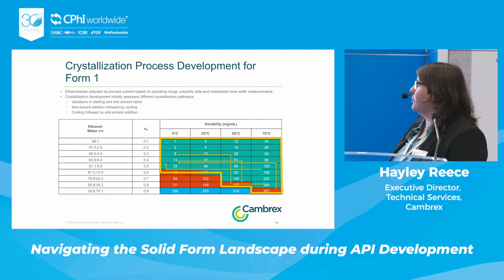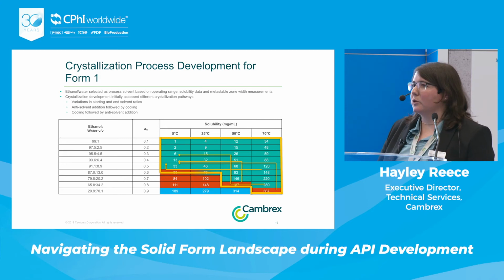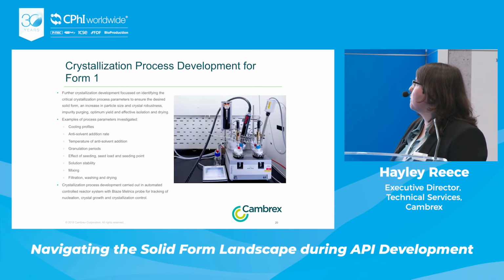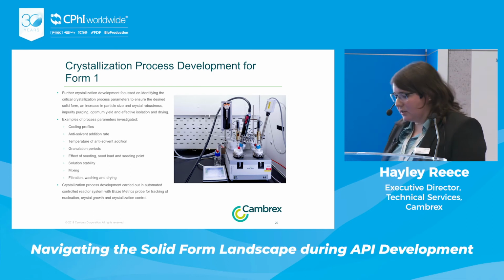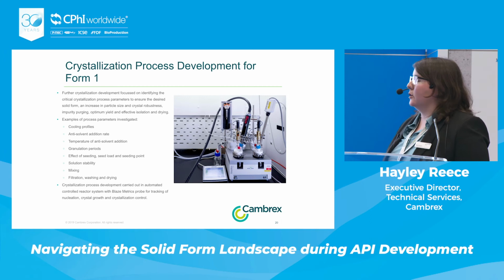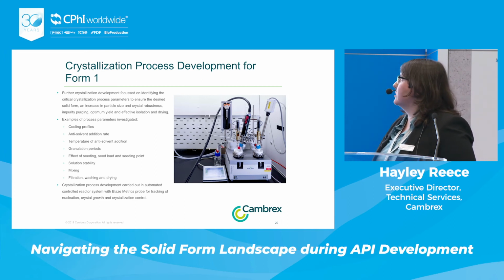So there are various different pathways that we can take, and we carried out a lot of smaller scale crystallization trials in order to see what the best pathway was for this crystallization. This was very much vial scale initially. Based on the data that is generated on the small scale, we then move on to do our process development in controlled lab reactors.